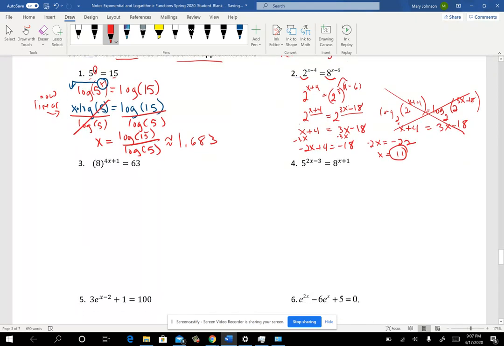On problem number 3, if that had just been a 64, we would have been home free and we could have done what we did on question number 2. If we had this equals 64, then we could have had this be 8 to the second power, and this was already an 8. And so then the exponents we could have set equal to one another, okay? But this one's not a 64, it's a 63. So what we're going to do is make sure the exponential part is isolated, which it is. Now we can come in and log both sides.